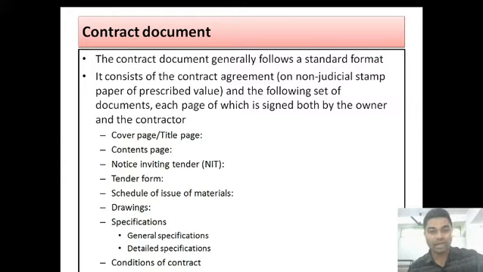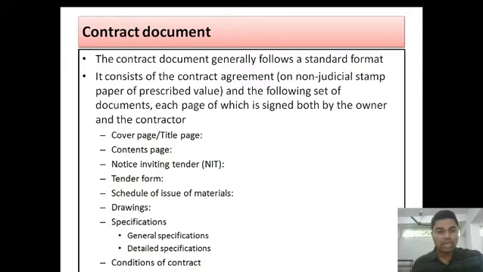The contract document generally follows a standard format. What standard format? It has a set of forms to be attached in serial numbers. First this has to be attached, second the next form has to be attached. So, it follows a standard format. It consists of the contract agreement on a non-judicial stamp paper of prescribed value, and the following set of documents, each page of which is signed by both the owner and the contractor.